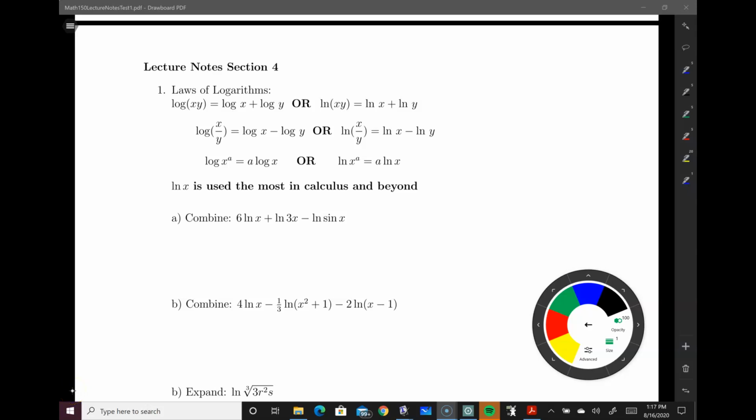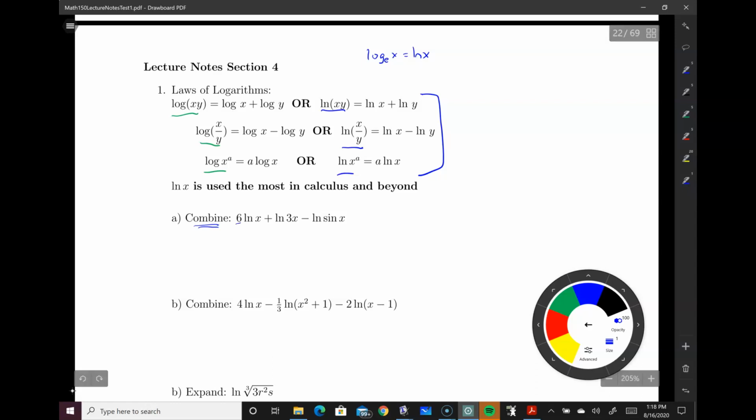All right, so let's play with some logarithms. So here are the rules with log base 10, and here's the rule with log base e, because log base e is the same thing as saying ln of x. We are going to use ln of x mostly, so I want you to be very familiar and comfortable with these, but I want you to know they work with log as well. All right, so let's combine these using the rules.